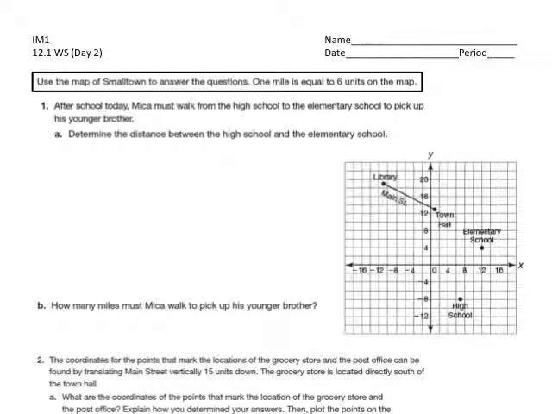Take this geometry. It's a little tricky, but you just have to look at it. It says use the map of the small town to answer the questions. 1 mile equals 6 units on the map. You can see that it goes by twos, not ones, so just pay attention to that. After school today, Micah must walk from the high school to the elementary school to pick up his younger brother. Determine the distance between the high school and the elementary school.